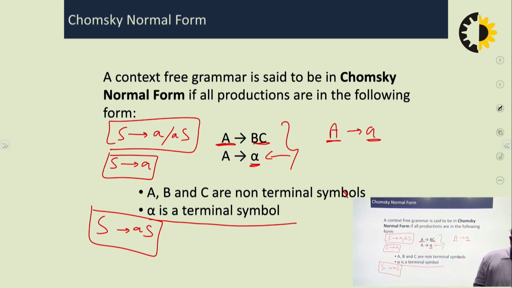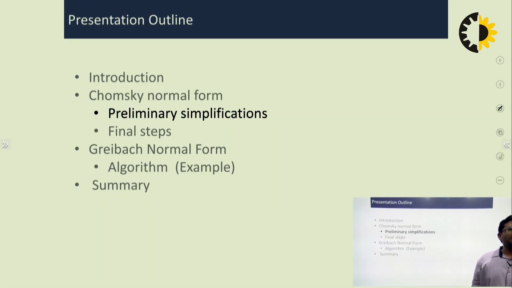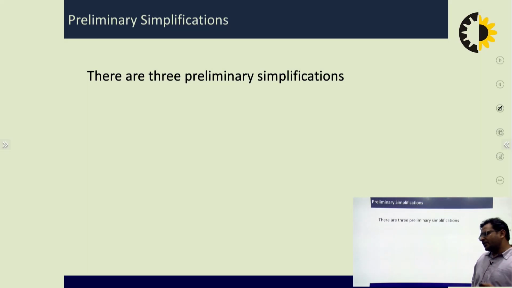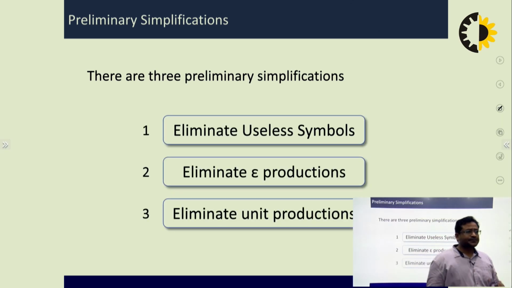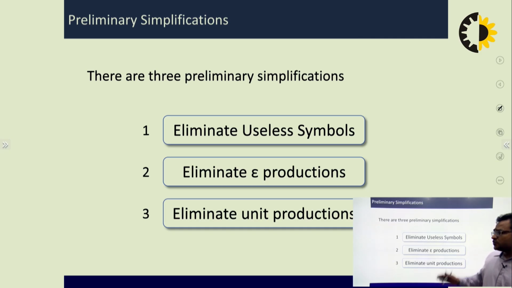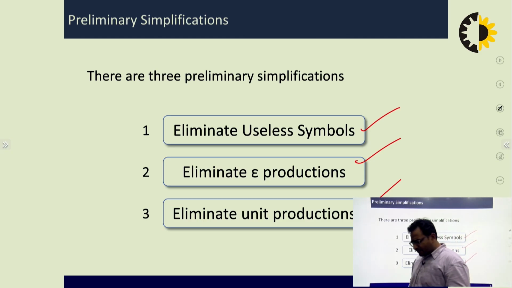Before converting any context-free grammar into Chomsky normal form, you have to follow three simplifications. These are the three simplifications you have to do initially. First is eliminate the useless symbols. Second is eliminate the null productions. Third is eliminate the unit productions. We can understand one by one with an example.